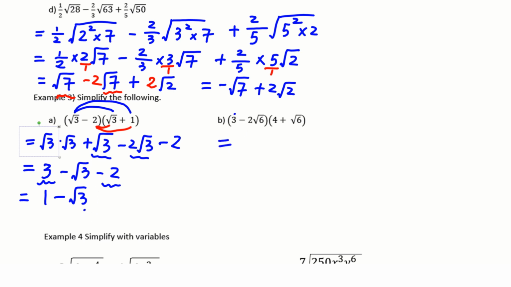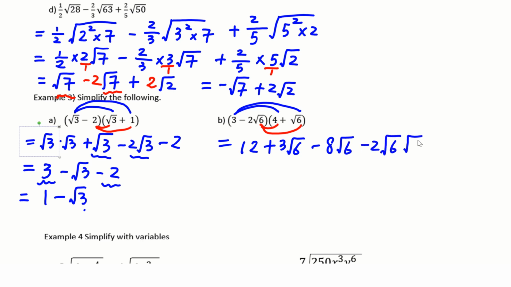And continue, 3 times 4 and 3 times square root 6. 3 times 4 is 12. 3 times square root 6 is 3 square root 6. Then the second term in the first bracket times each term in the second bracket. 2 times 4 is 8. Then minus 2 times square root 6, square root 6. We have 12. 3 square root 6, 8 square root 6, they are like terms. 3 minus 8 is minus 5.